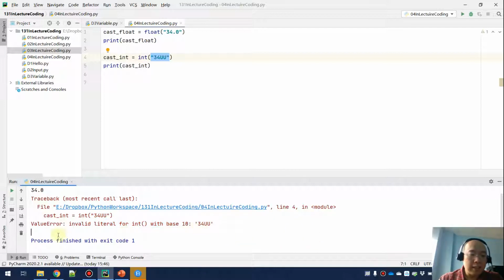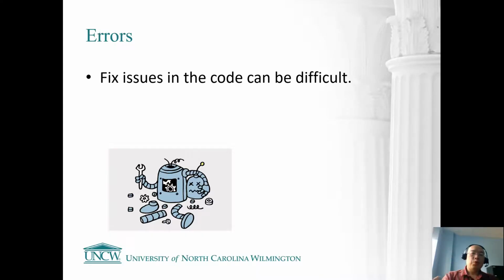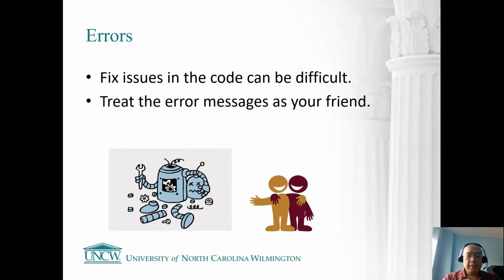And this part says invalid literal for int(). So what I'm sending to the int casting is wrong. And then, well, it is 34UU. That is not a valid number. Okay, so I would say, for this kind of error message, they are not always that readable. However, this is just Python's way of telling you what's wrong and why Python cannot execute your code.